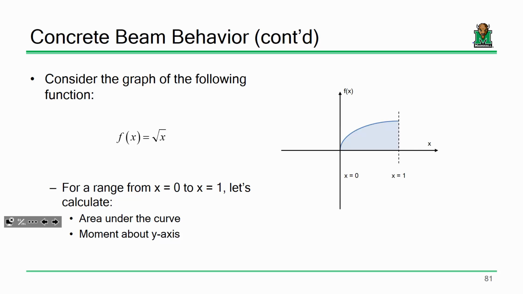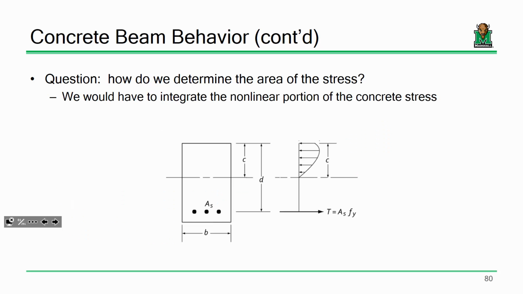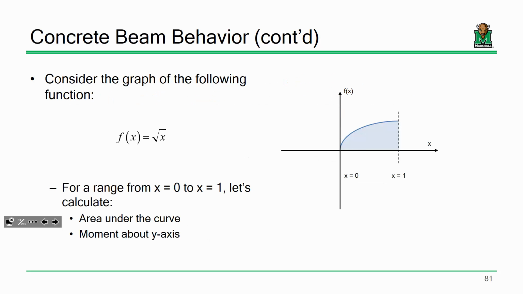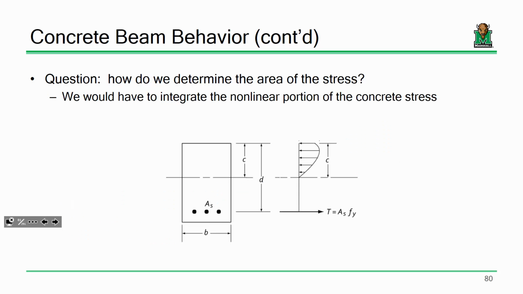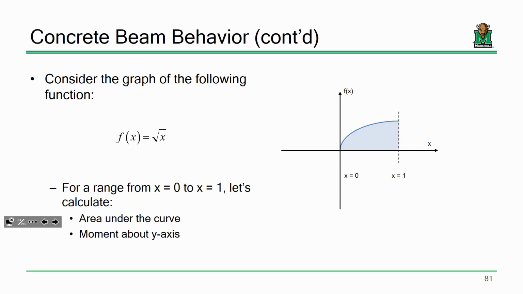Now I picked this curve because it kind of looks like what's going on here. It's not exactly accurate, but it's close enough for government work to help explain what's going on, okay? Does that make sense? So what I'm ultimately going to try and compute are two things. I want the area under the curve, from x equals 0 to x equals 1, and I want the moment from the y-axis, because ultimately I want the moment from here, all right? Make sense?